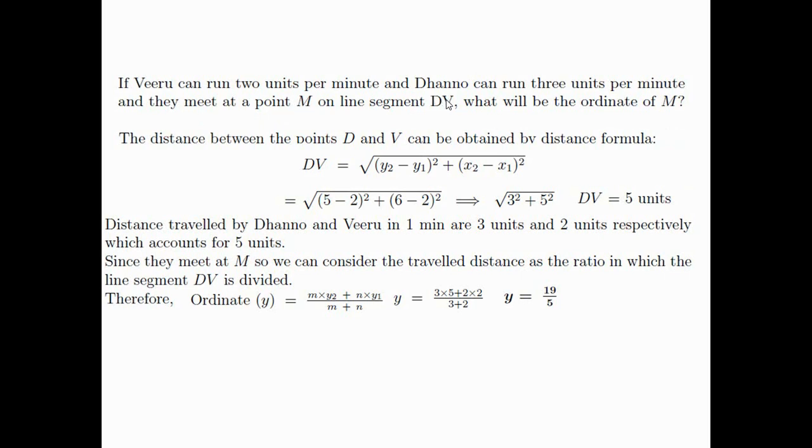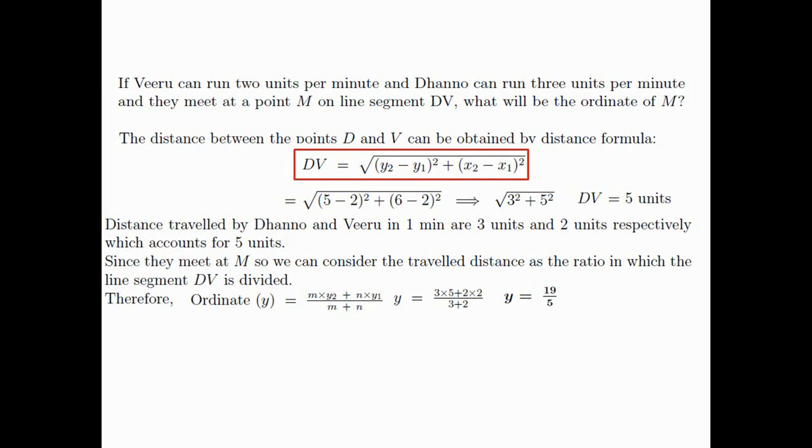what will be the ordinate of M? The distance between the points D and V now can be obtained by the distance formula. DV equals root over (y2 minus y1) whole square plus (x2 minus x1) whole square between the 2 points (x1, y1) and (x2, y2). From this we can get the DV distance to be 5 units.